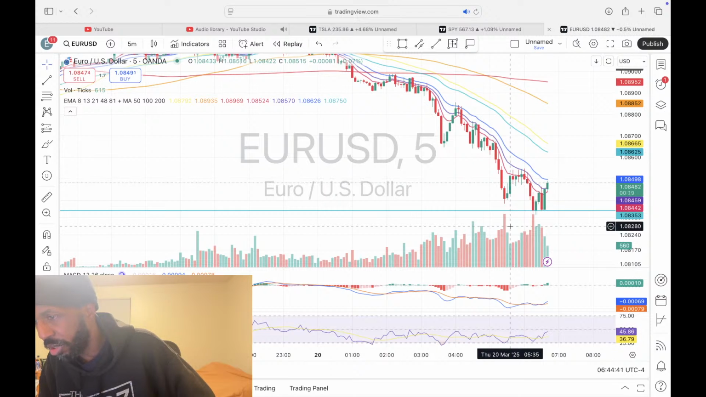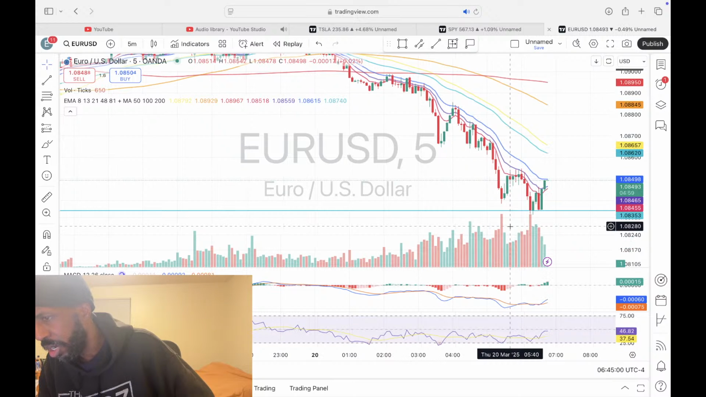So from that support line, we've bounced up and over the 8 EMA, exponential moving average, and the 13 EMA. The 8 is the pink, the 13 is the purple. And I would rather see if we could get over the 48 EMA, which is that blue line, which will indicate that we have a strong possibility of continuing the uptrend. Let's see how this goes.